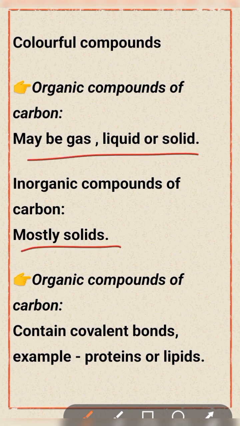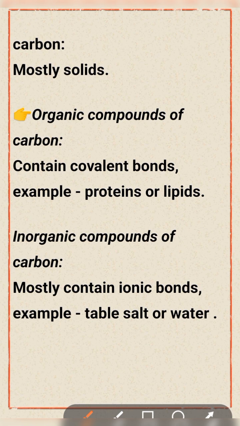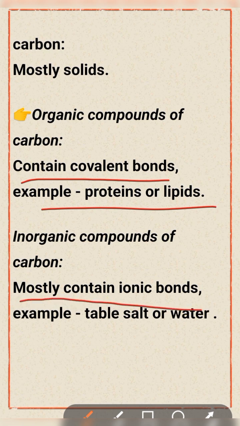Next point, organic compounds contain covalent bonds, for example protein or lipid. Inorganic compounds of carbon mostly contain ionic bonds, for example table salt or water. Okay. Thank you.